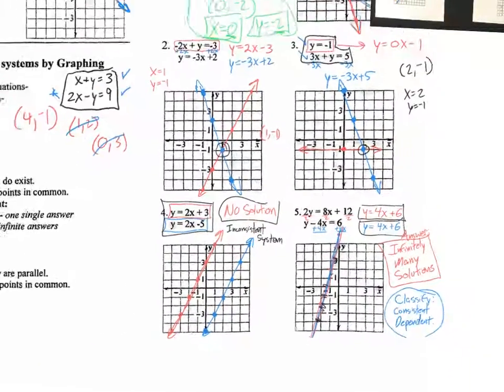So that's all you need to know. 34-minute video, dang. Sorry, it's a long video. That's all you need to know about systems and solving them by graphing. There is no guesswork. You just graph them and find the point of intersection.